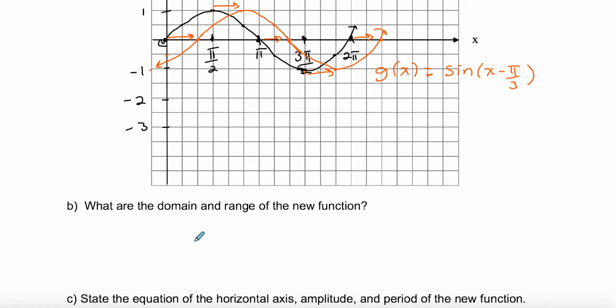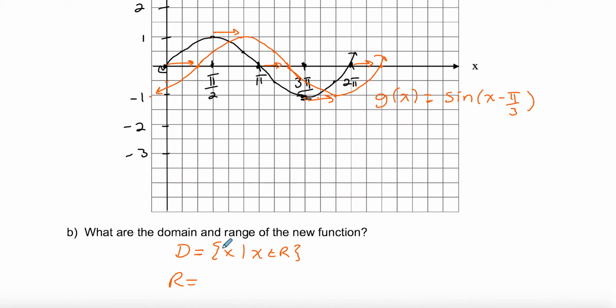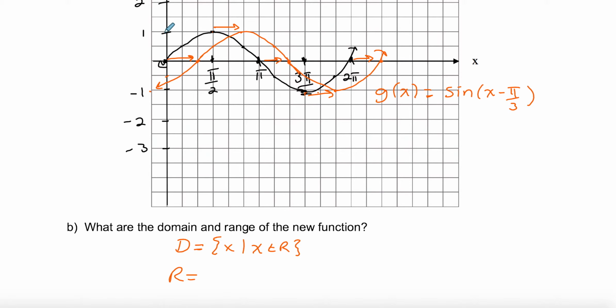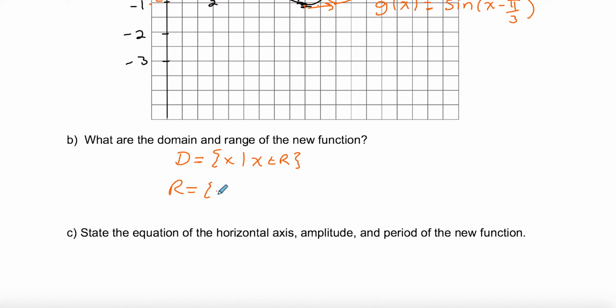What are the domain and range of the new function? So again, domain, it's still going to be the same. It's just all of x is an element of all real numbers. The range, this time we didn't move it vertically up or down. So it just goes as high as 1 is the highest number and negative 1 is the lowest number. So the set of y such that y is in between negative 1 and 1, and y is an element of all real numbers.